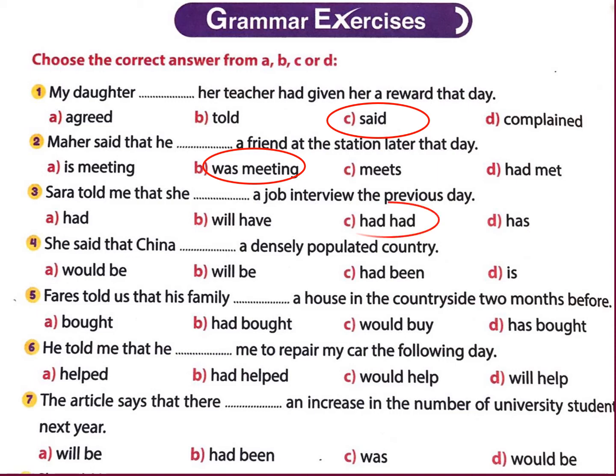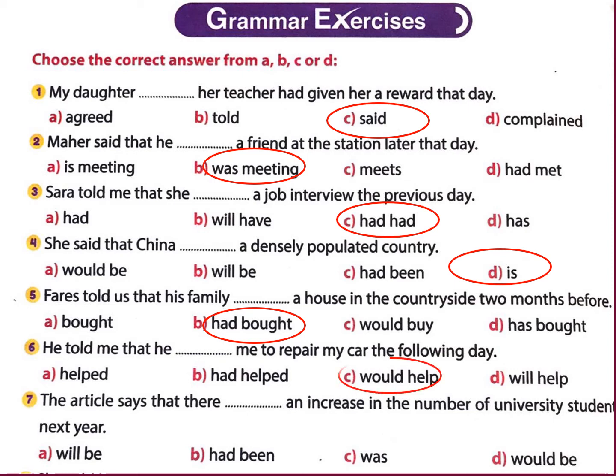That she had. Number 4, she said that China (blank) a densely populated country. This is what? This is a fact. Very good. So the answer would be is. Number 5, Faris told us that his family (blank) a house in the countryside 2 months before. 2 months before, it means 2 months ago. Past simple. So the past simple becomes past perfect. Excellent. Had. Number 6, he told me that he (blank) me to repair my car the following day. The following day refers to future. So we will change "will" to "would".